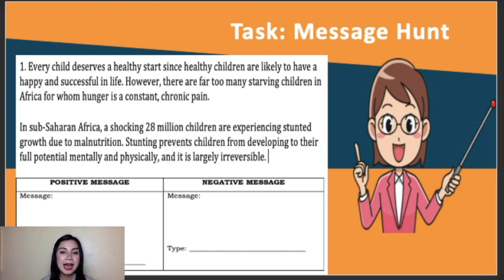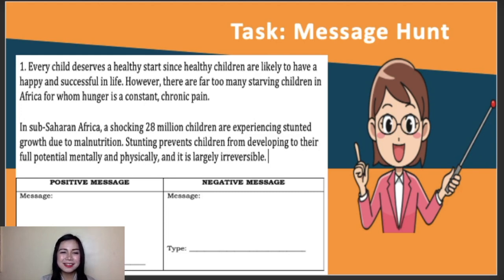Alright. Ayan, you're raising your hand. Can you please share with us the negative message in our article? Okay. Stunting prevents children from developing to their full potential mentally and physically, and it is largely irreversible. Very good, Ayan. So, what type of message is that? It's negative logical. Very good.